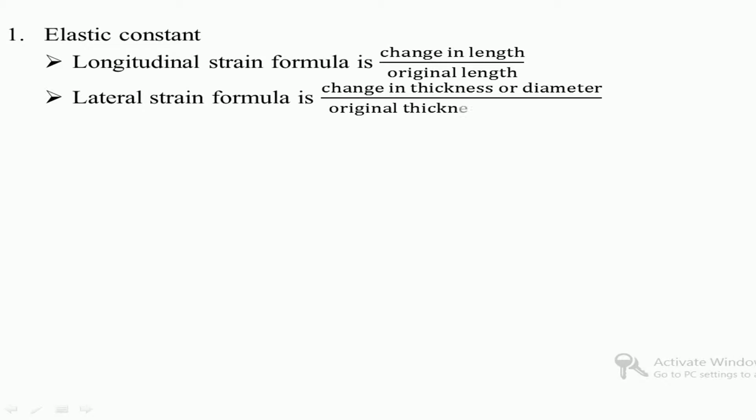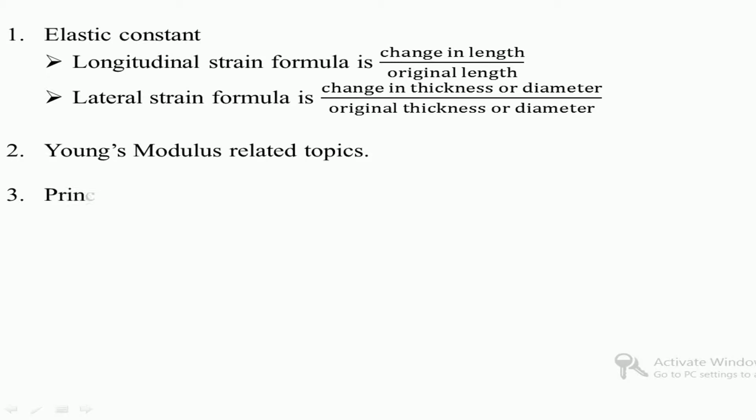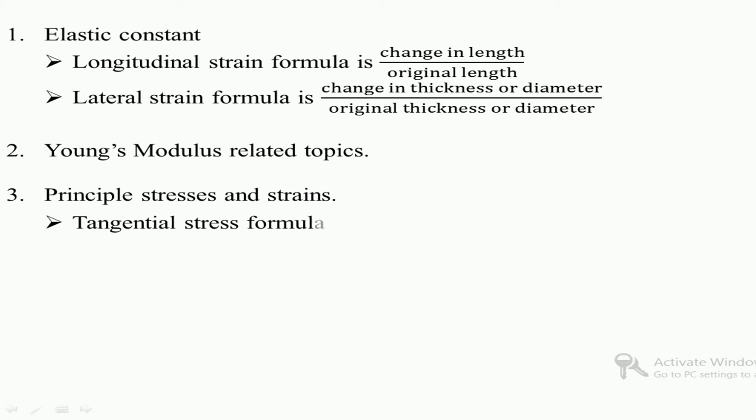Third one, principal stresses and strains, in this also two models. First one is tangential stress, the formula is sigma t is equal to sigma multiplied by sin theta, whole divided by 2. Second one is normal stress, the formula is sigma n is equal to sigma multiplied by cos theta.